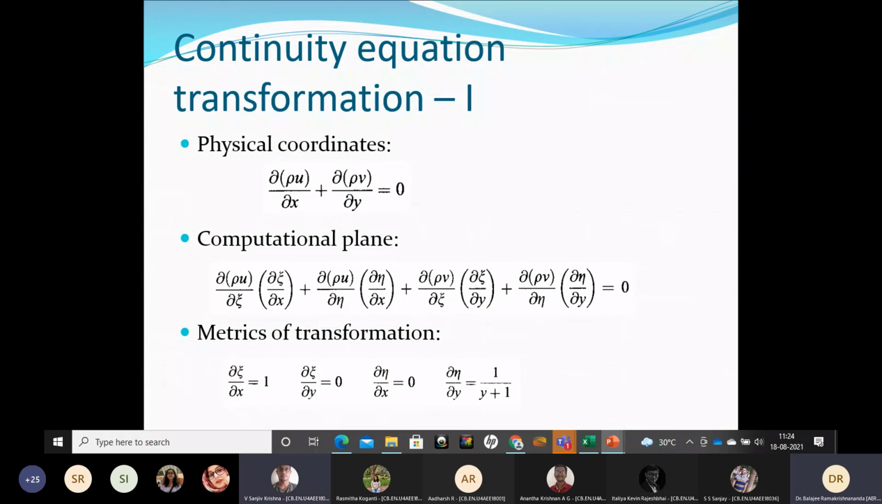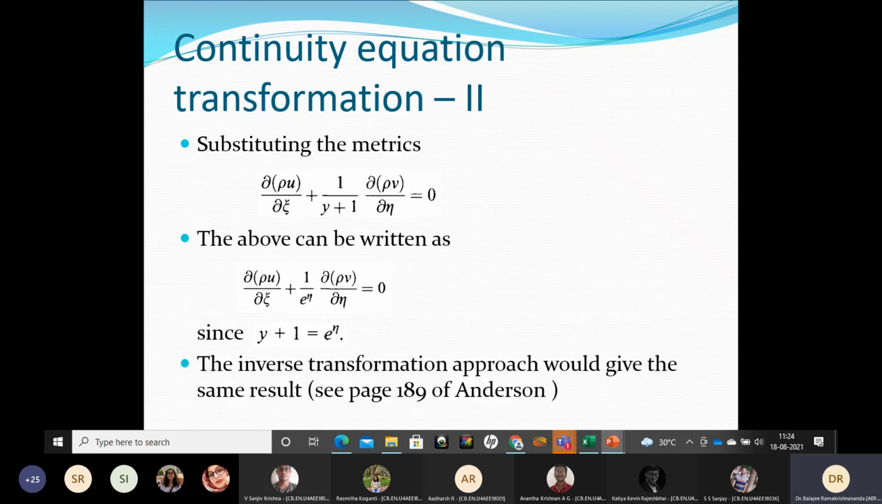Eta is ln of y plus 1. So dou z by dou x, there is no x term there, so that is 0. Dou z by dou y will be 1 by y plus 1. Now you substitute these values in this earlier equation. Even if you use some other formula, you just need to substitute the appropriate value of dou z by dou x, dou z by dou y, etc. in this equation. So you get the same equation in the transformed plane, the computational plane.